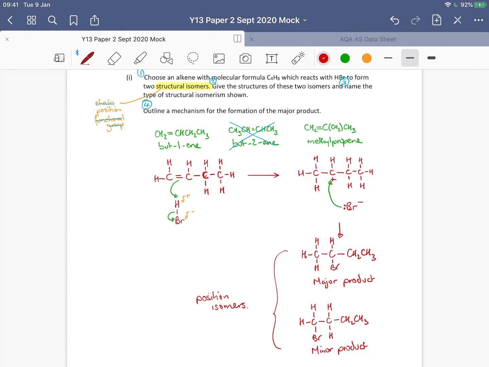Now, it did help, I think, for me to see at the beginning which form of structural isomerism it was. And I think this is the sort of question where you might feel that's quite a lot of thinking to have done, and it is a question you can be prepared for.